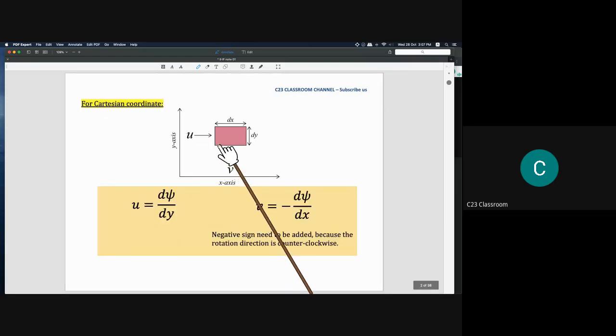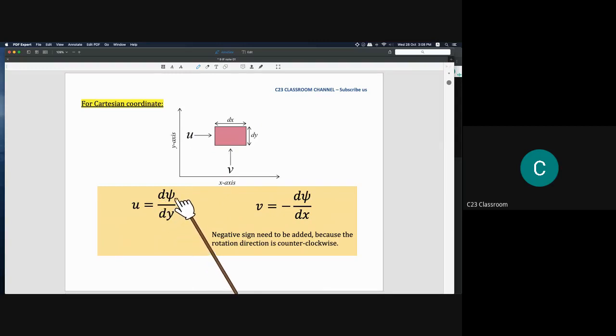Okay, for example, this is the particle that we use in Cartesian coordinates. We know that the velocity for the x-axis is u and the velocity for the y-axis is v, and the molecule here is dx and dy. Because we assume that psi here is the flow rate, we could say that the velocity here is u, and it can be written that u is equal to d psi over dy.